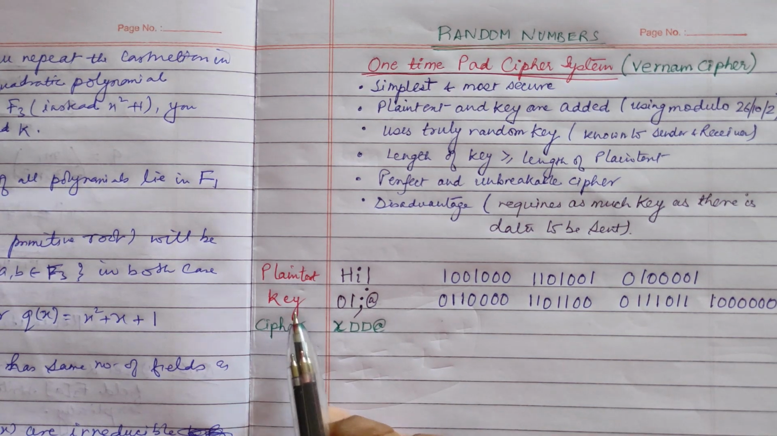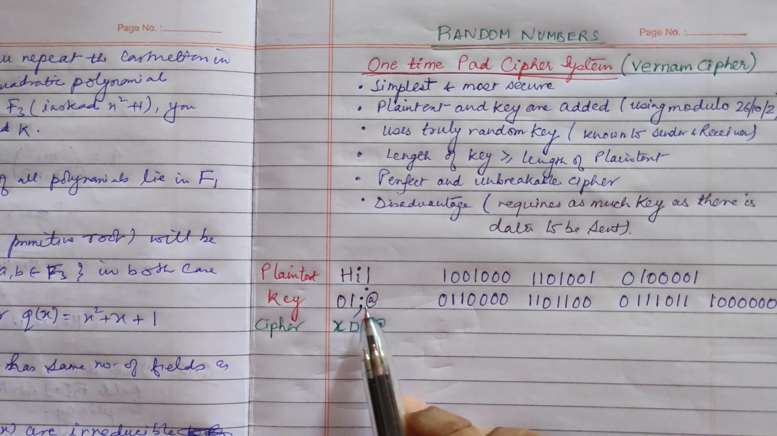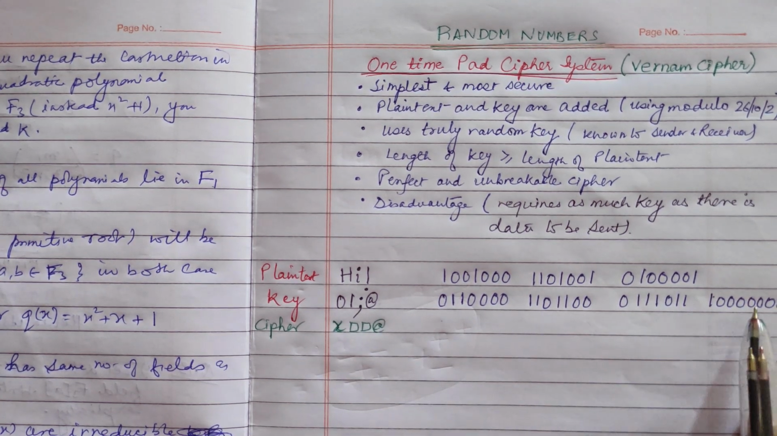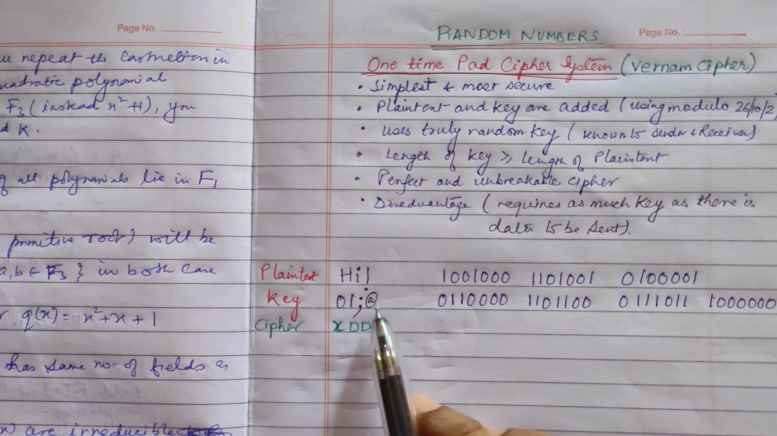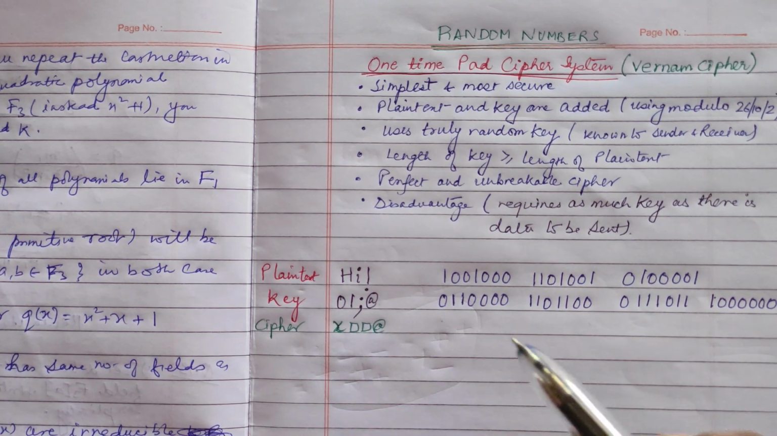We will use the key O1, comma, semicolon and @. So these are the 7-bit ASCII representations of these characters. So how to generate this cipher? This will be the cipher.